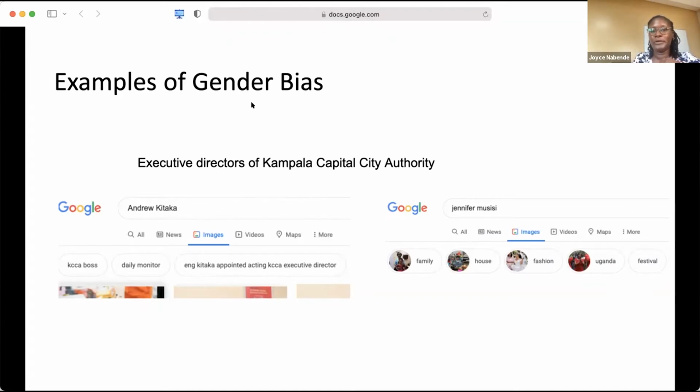Jennifer is a female. So what will come out of Google? There'll be pictures about family, about house, about fashion. There's nothing to say that she was also a director, that she did great improvements in the city of Kampala, yet we know she did a lot of work, right? So this is inherent even in the search algorithms that we see, that they will put more stereotypes around the female of the person that you're searching for, because females are more associated with home caring, with building, with dressing up, with fashion, which sometimes is not usually the case. But with males, it's about authority, it's about the boss. So that's one very simple example of bias.